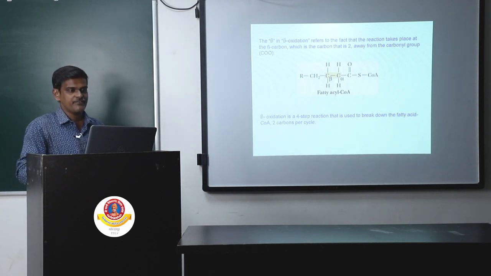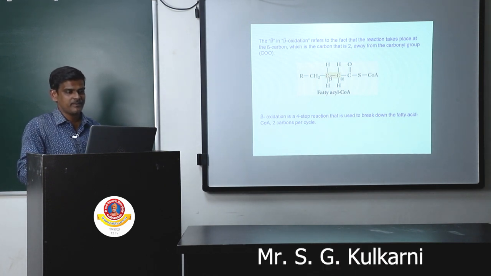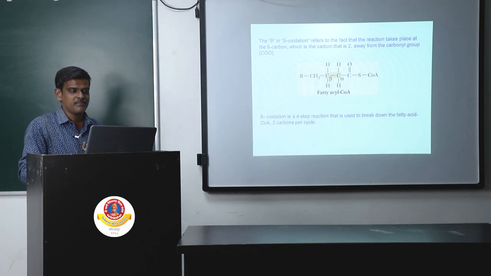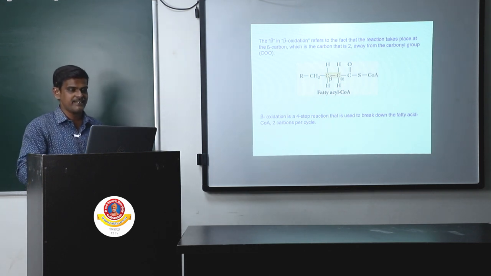Beta oxidation refers to the fact that the reaction takes place at the beta carbon. So this diagram shows the location of the alpha and beta carbon. From the beta carbon, the fatty acid oxidation takes place and the chain is shortened by 2 carbons. So how is the chain shortened by 2 carbons in each successive cycle? As we are taking the example of the 16 carbon palmitic acid, 14 carbons remain when 2 carbons are removed in one round of oxidation.